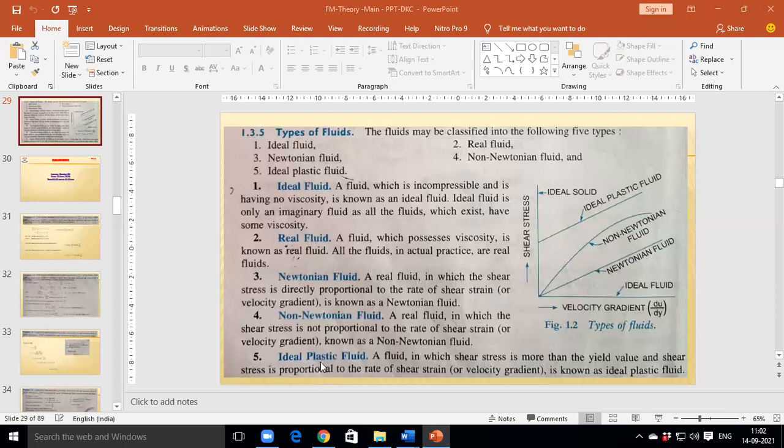And then one more is the real fluid. A real fluid is one which possesses viscosity. In actual practice, in nature, real fluid exists, but ideal fluid does not exist in nature.